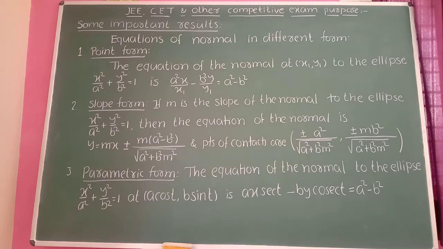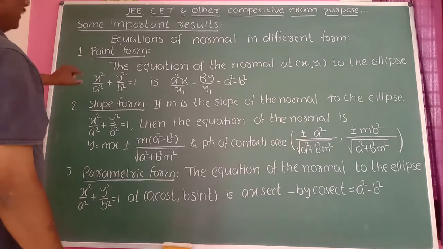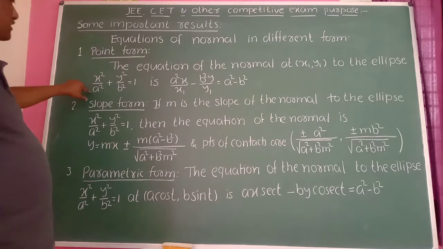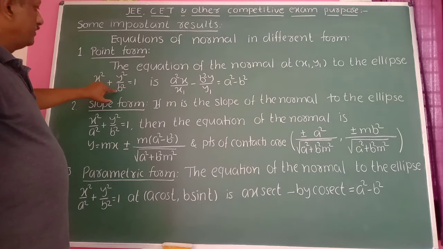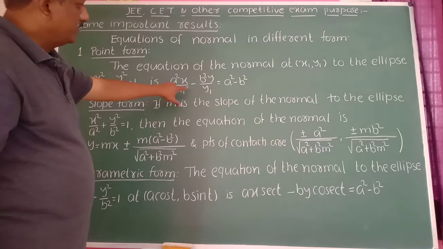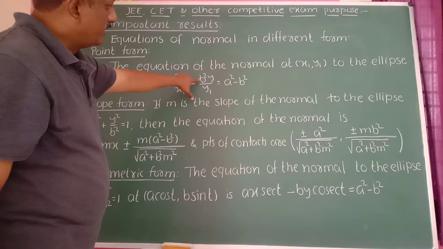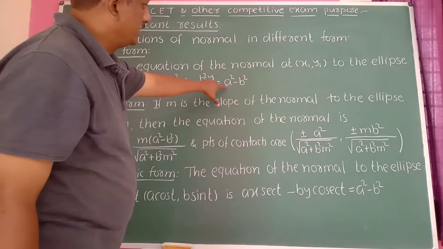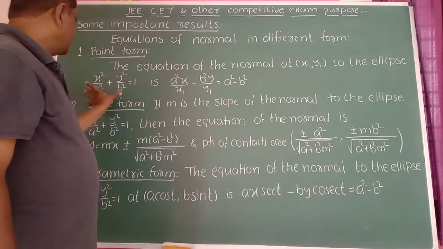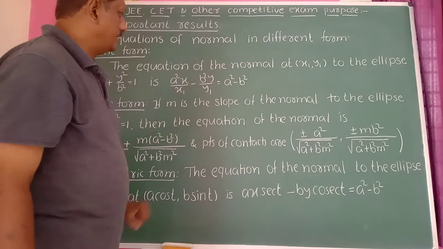Next, the equations of normal in different forms. First one, in point form. The equation of normal at (x1, y1) to the ellipse x²/a² + y²/b² = 1 is a²x/x1 − b²y/y1 = a² − b². This is the equation of normal to this ellipse at the point (x1, y1).